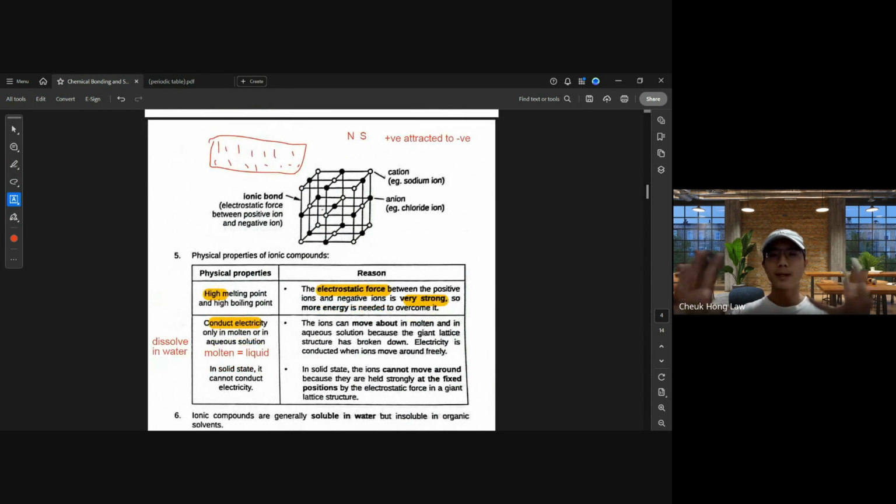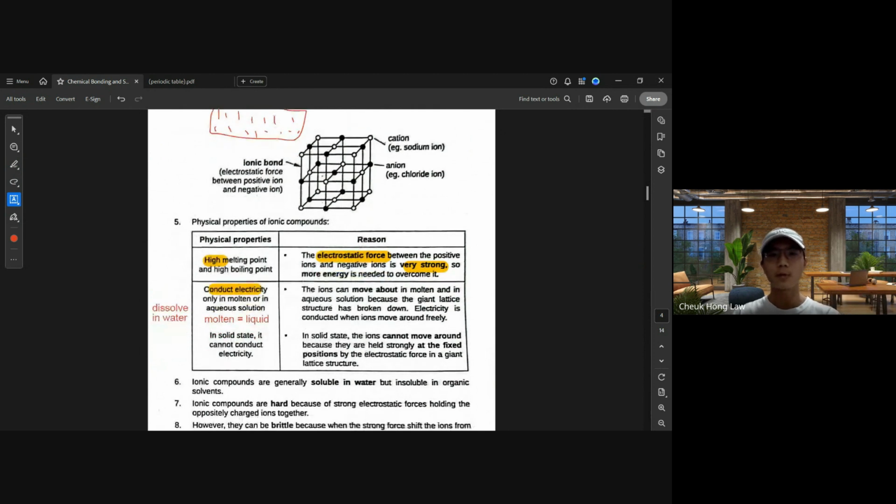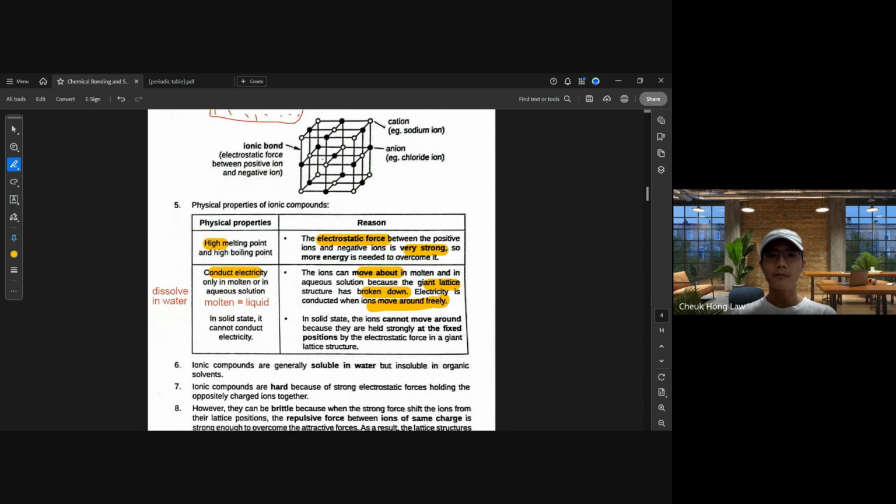Okay, so when the doors open, the giant ionic lattice structure is basically being broken down. It's being broken down only in molten or aqueous solution. And when it's broken down, the people can move about freely, just like the ions, to conduct electricity. So the ions can move about in molten and in aqueous solution because this giant lattice structure is broken down. So electricity can be conducted when the ions move about freely. Whenever we talk about conducting electricity, it's either free moving ions or free moving electrons. If there's none of those two, then it cannot conduct electricity.